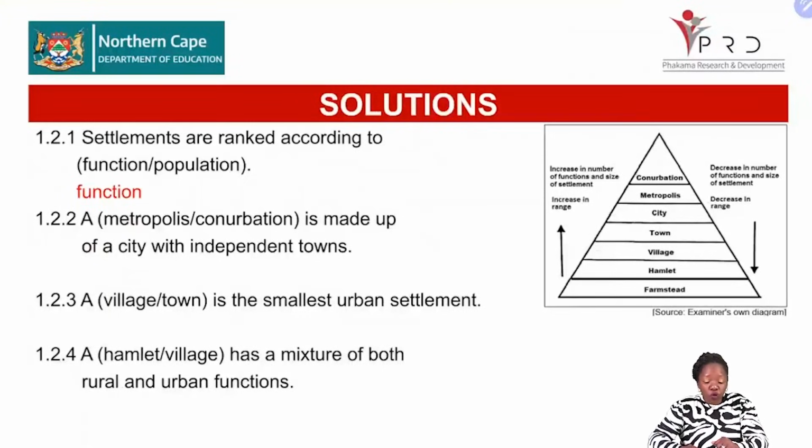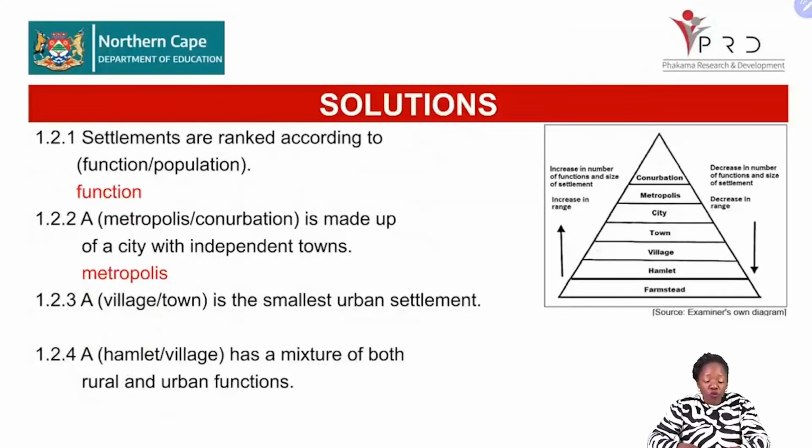Then your 1.2.2, a metropolis or a conurbation is made up of cities with independent towns. We are looking at your metropolis because an area or an independent town can become a metro because it is a city that is made up of these independent towns.